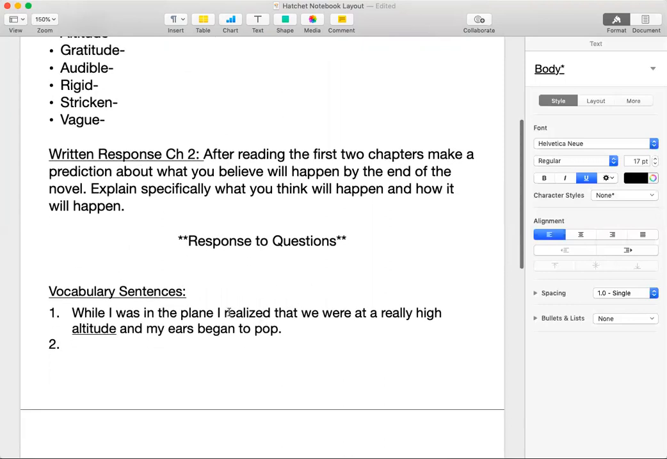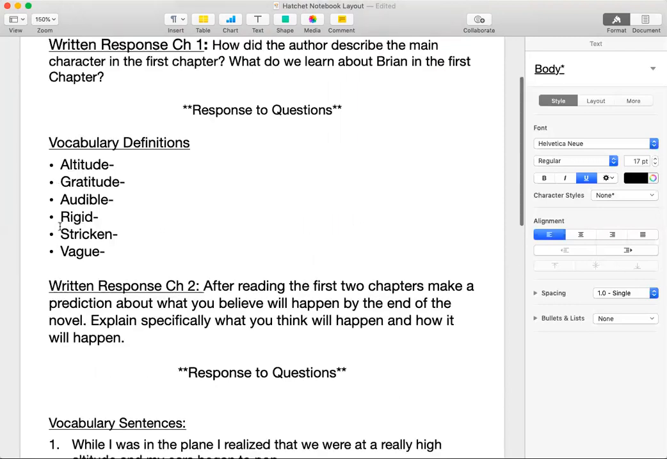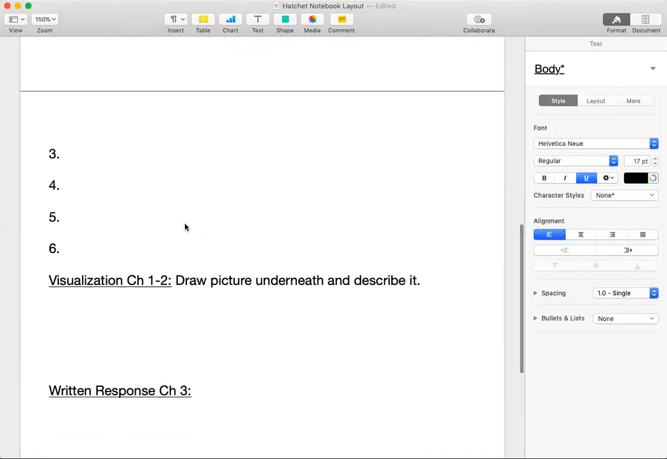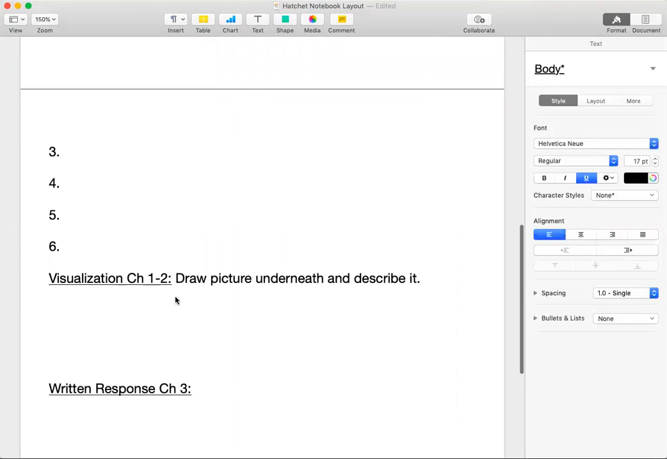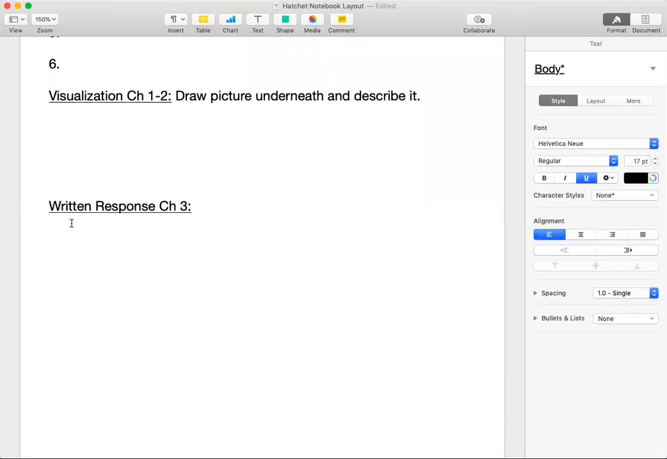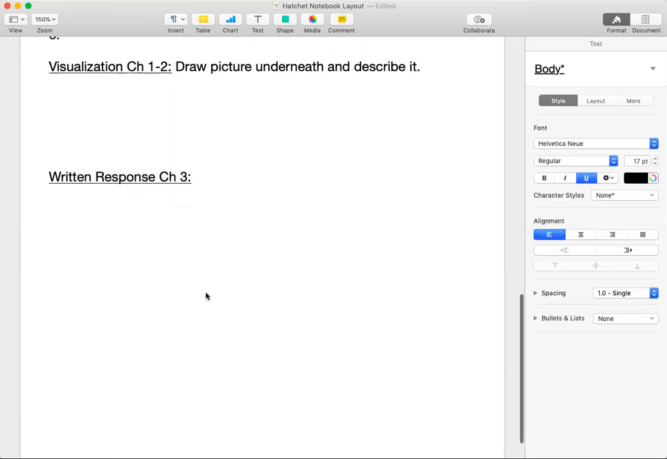And then the other part of chapter 2 is writing vocabulary sentences using those vocab words that we still have for chapters 1 through 3. So you'll have your 6 sentences. Then another part of chapter 2's assignment is to do visualization. You'll have your picture and your description. I didn't go all the way through, but again, you'll continue to do this. For chapter 3, you're going to have a written response. So I put written response chapter 3. You'll be writing down the question and then answering it and so on.